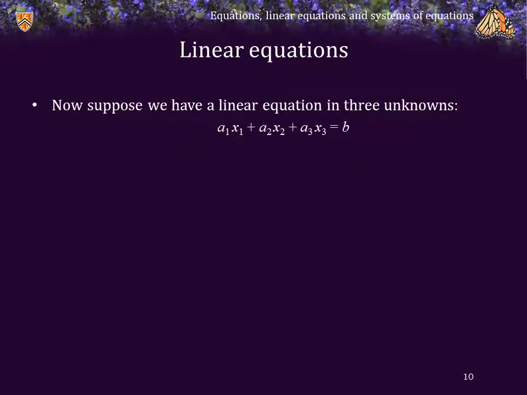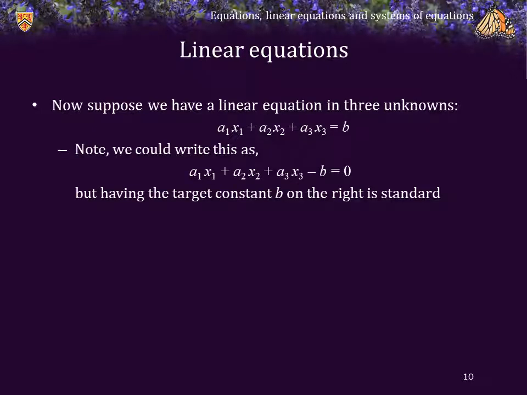Now, suppose we have a linear equation in three unknowns, x1 through x3. We are assuming that a1, a2, and a3 are all given, as is the target right-hand side b. Now, note that we could have written this equation by bringing b to the left-hand side. However, having the target constant b on the right-hand side is standard notation, and that is the notation we will use throughout this course.